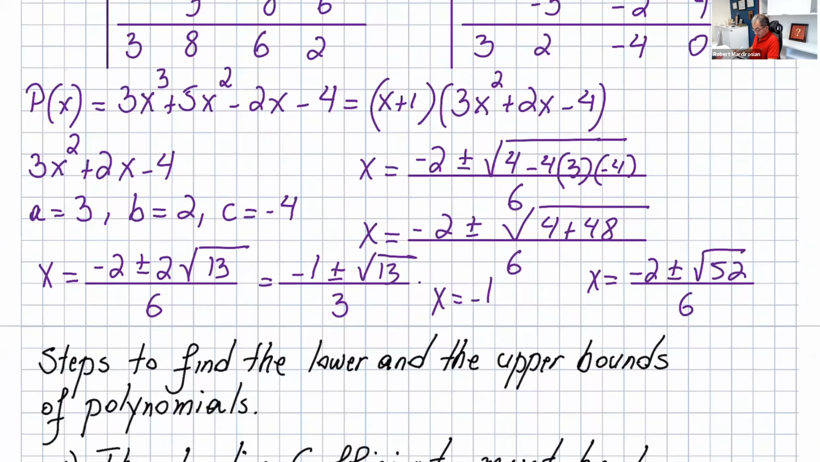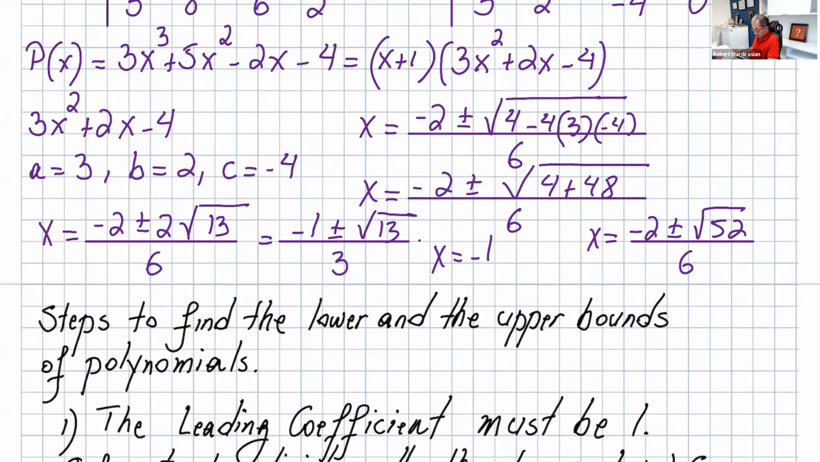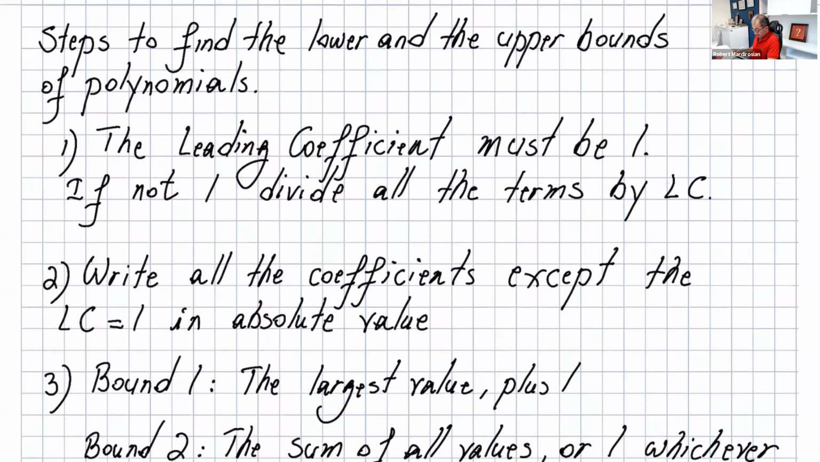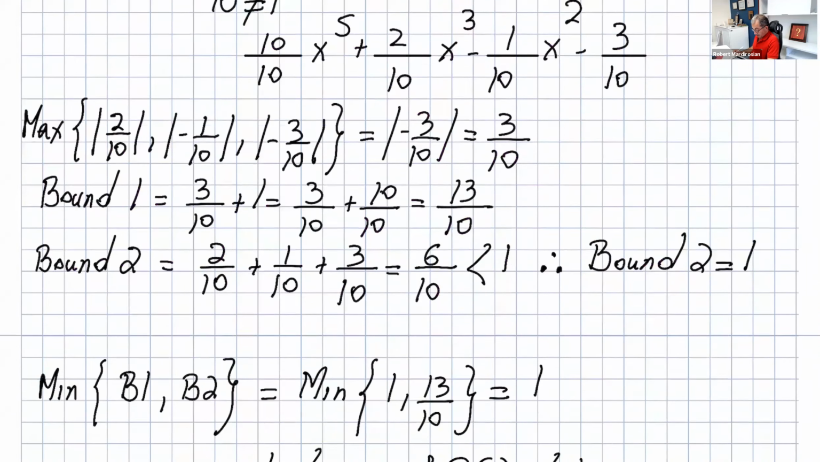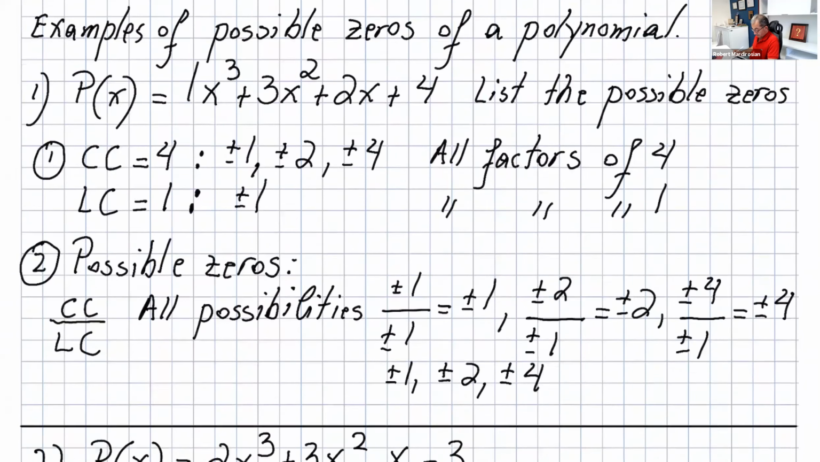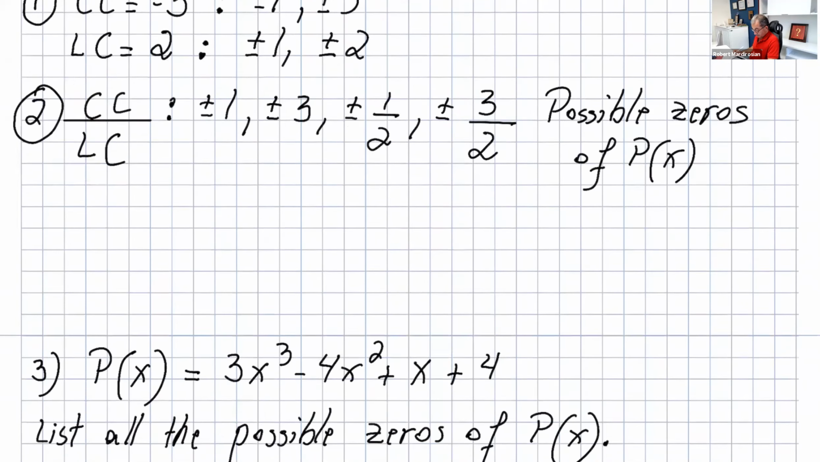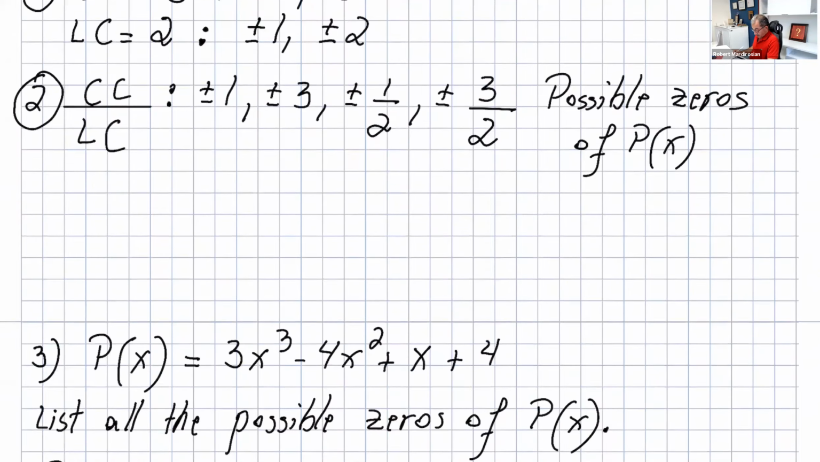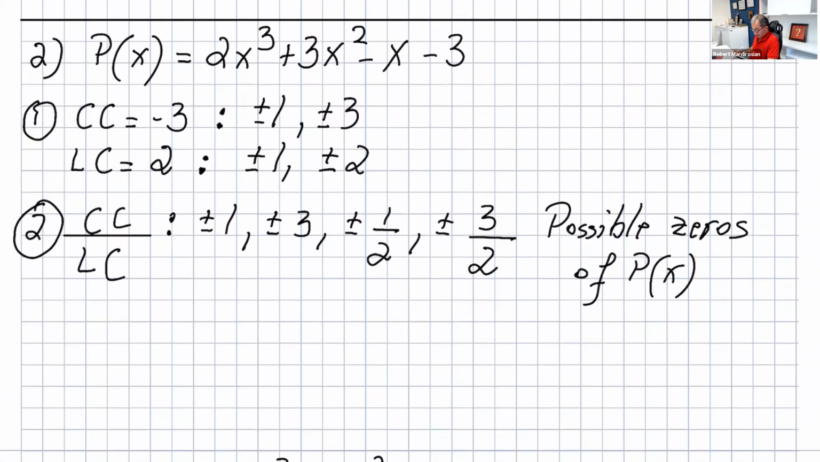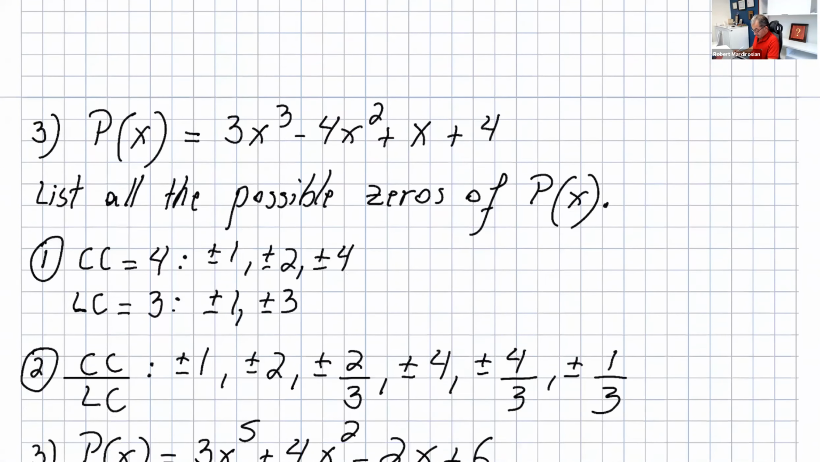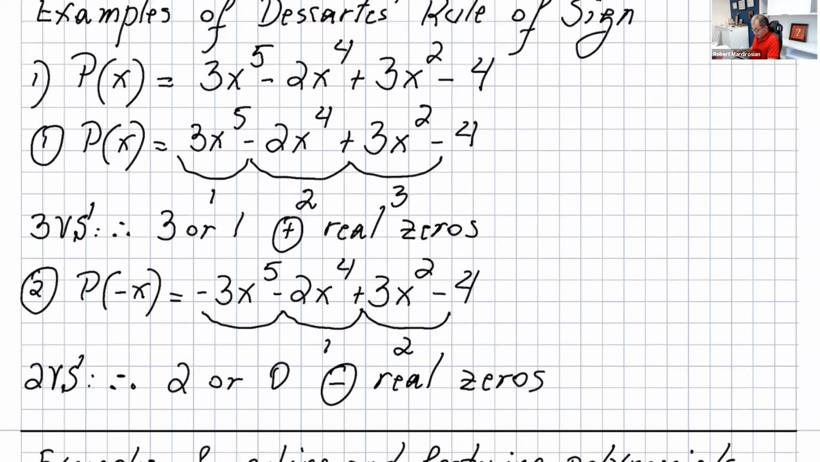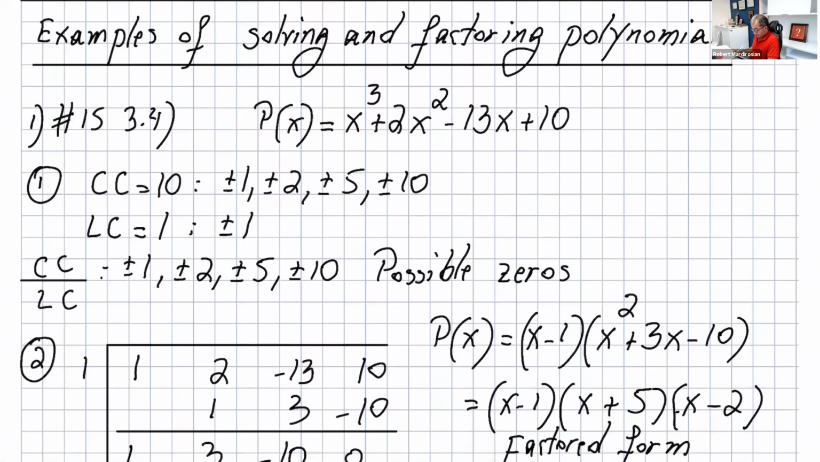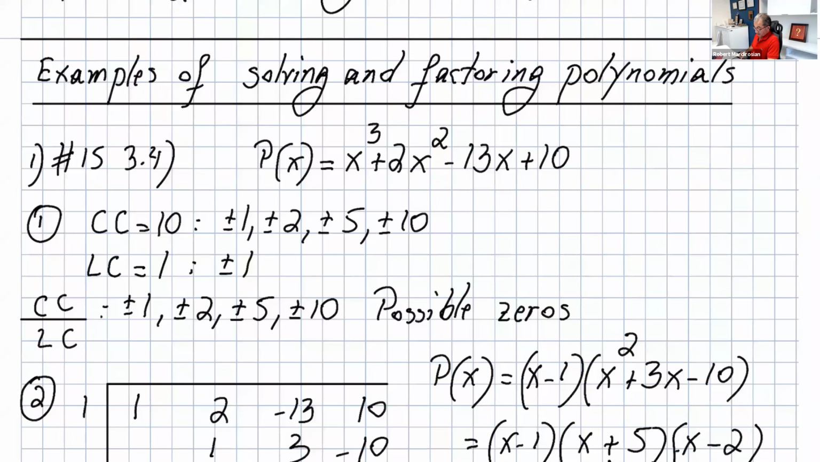Now, the lower bound and upper bound, we don't have to worry about that in this lecture. This is just finding the possible zeros. I just want to see if we have another example. Let's try this one. This is another example.